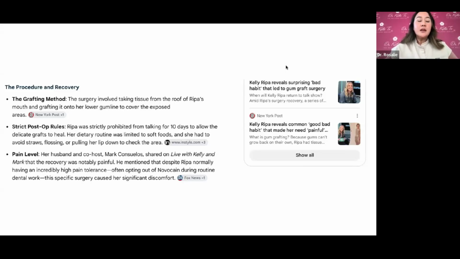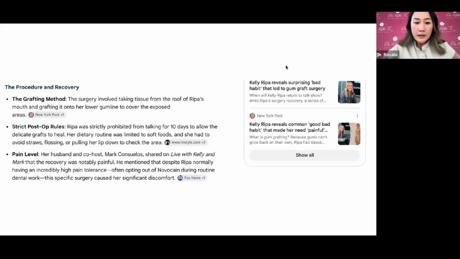And so whenever I did this procedure, I told her she couldn't talk, and then she didn't talk for 7 days because she had a speaking engagement. I saw her before her speaking engagement, and I saw that she was healed, and so I gave her the okay, and then she ended up doing her speaking engagement, but it was still able to heal.